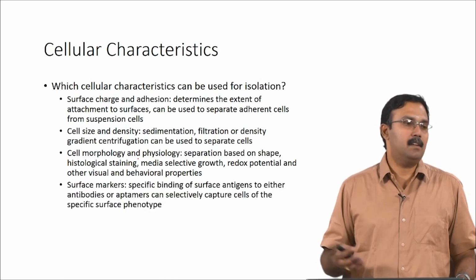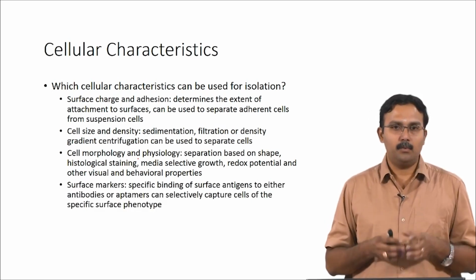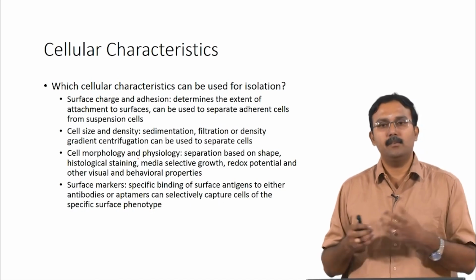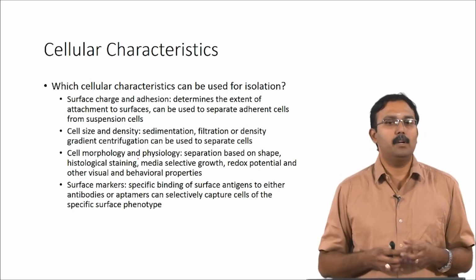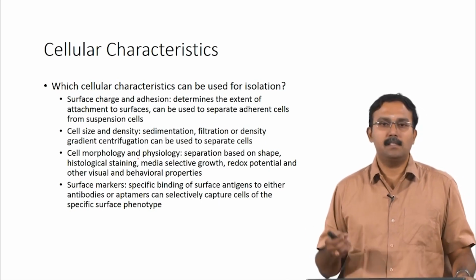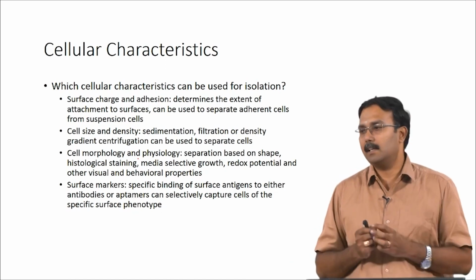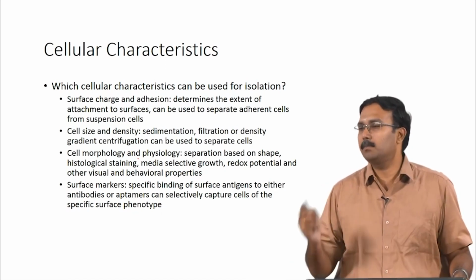So, last is the surface markers. It is the most specific method. What you do is there is specific binding of a surface antigen either to the antibodies or to aptamers to selectively capture cells that have a specific surface phenotype. So, you try to attract cells which are of specific interest to you.